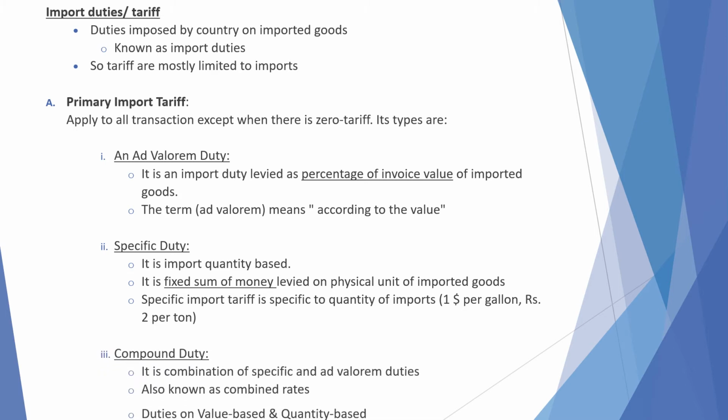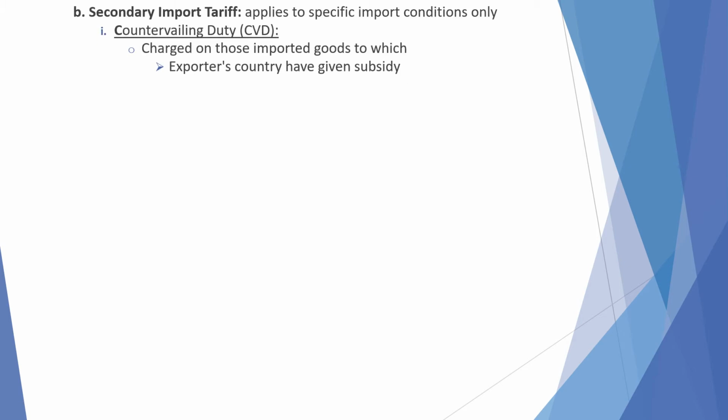Next we have compound duty, which is the combination of a specific and ad valorem duty. It is also known as combined rate, where duty is value based and quantity based. Next we have secondary import tariff, which applies to specific import conditions only.